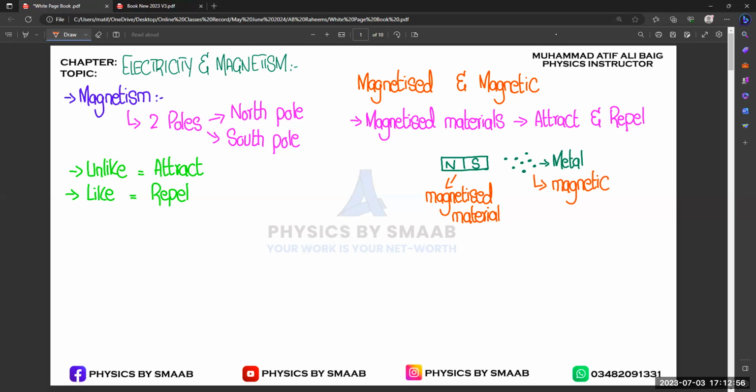So for the second thing we can write, we already wrote for magnetized material, and for magnetic material, it only attracts towards a magnet. This is one difference, because when solving questions they write the terms magnetized and magnetic, and we skip them. We do not focus on these terms, but they are very important, as they help you identify what they are talking about. So that is a very common difference.